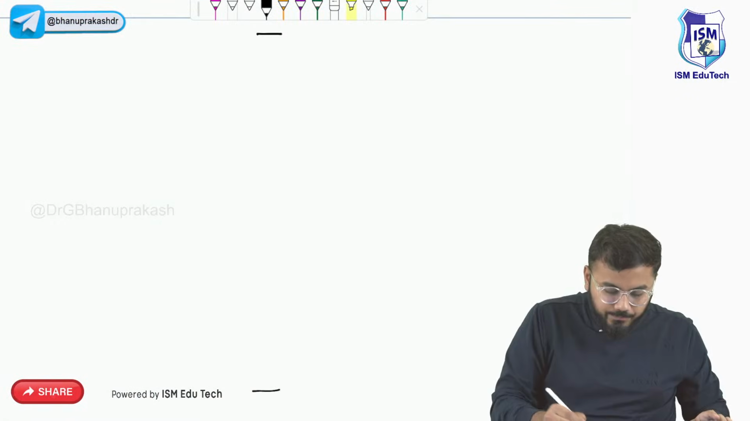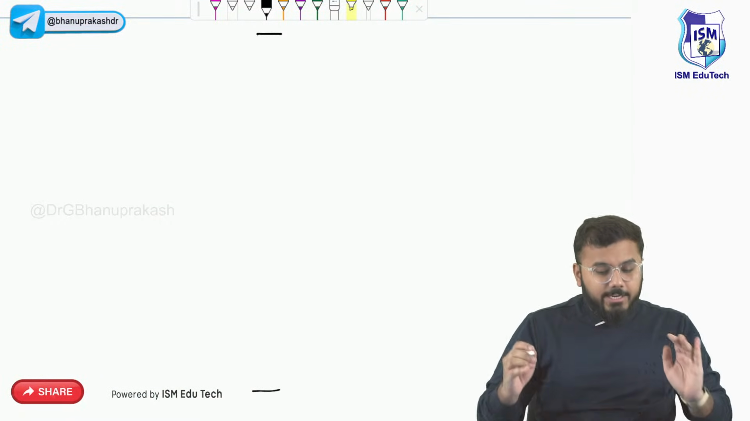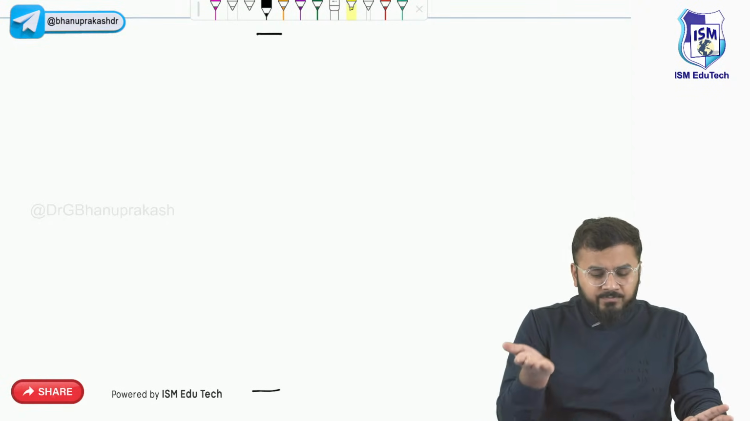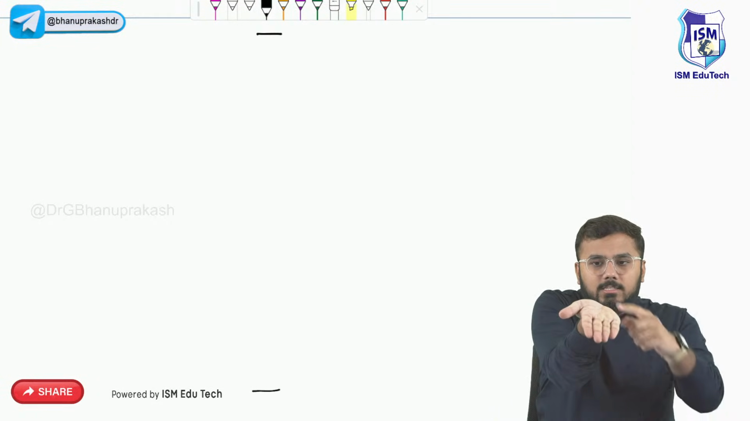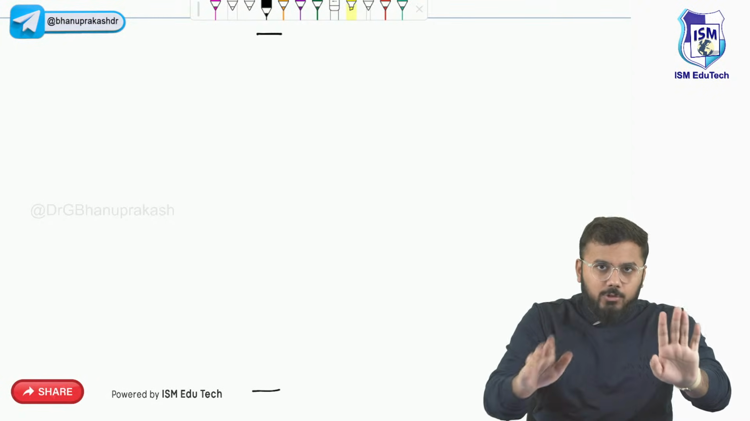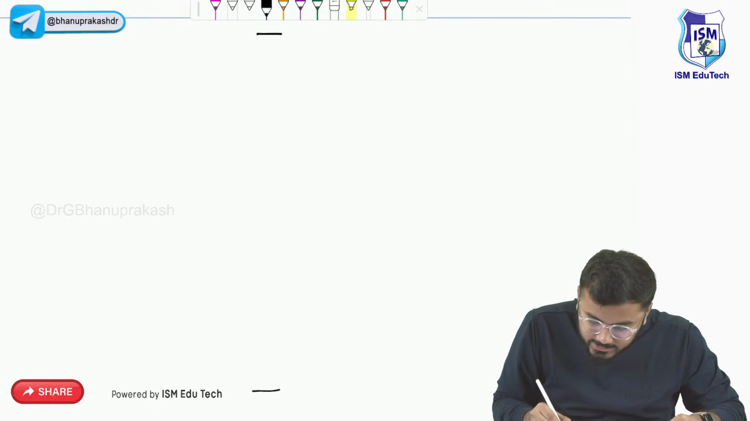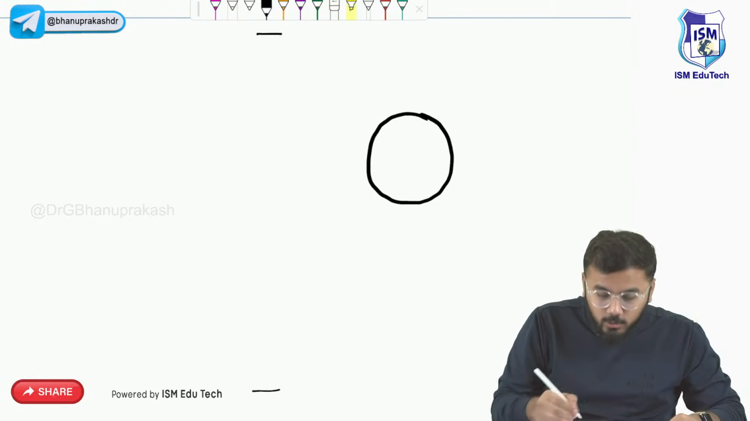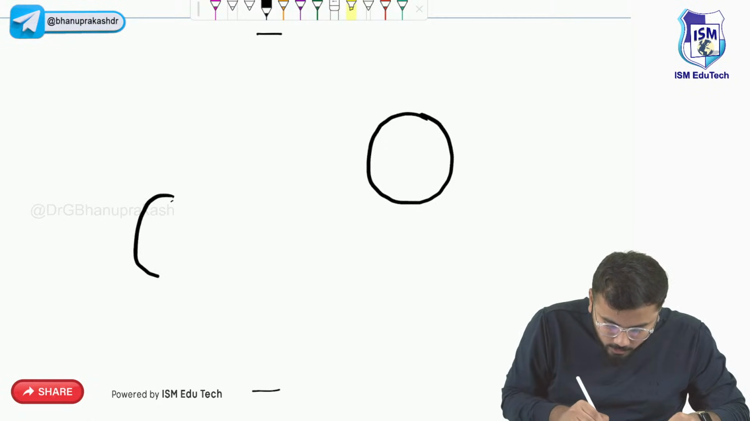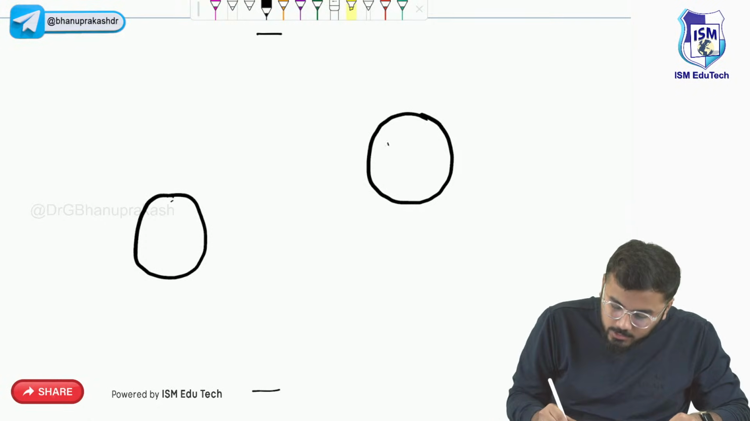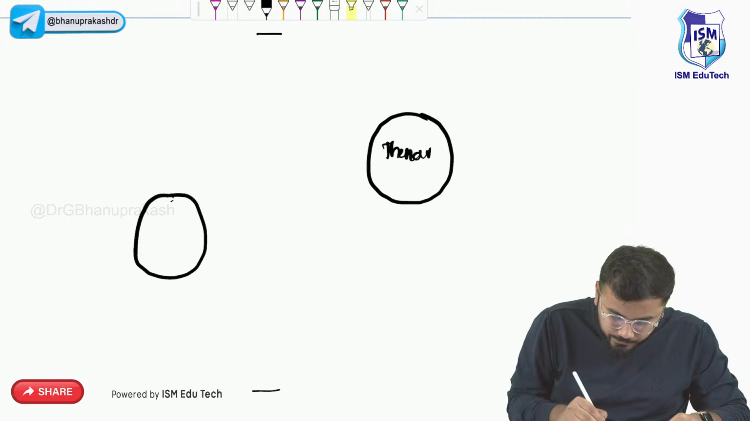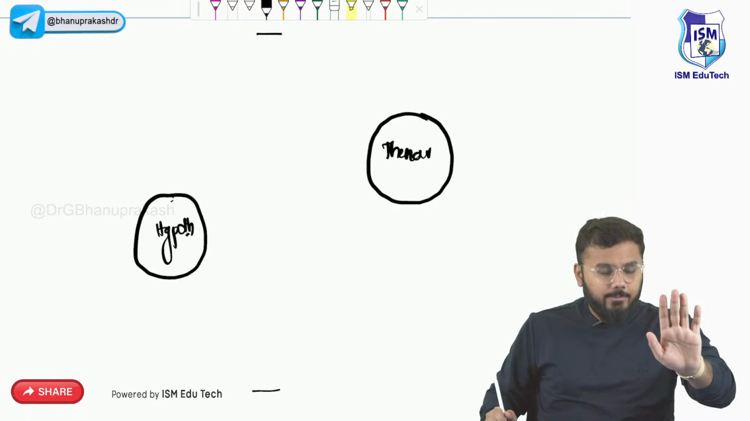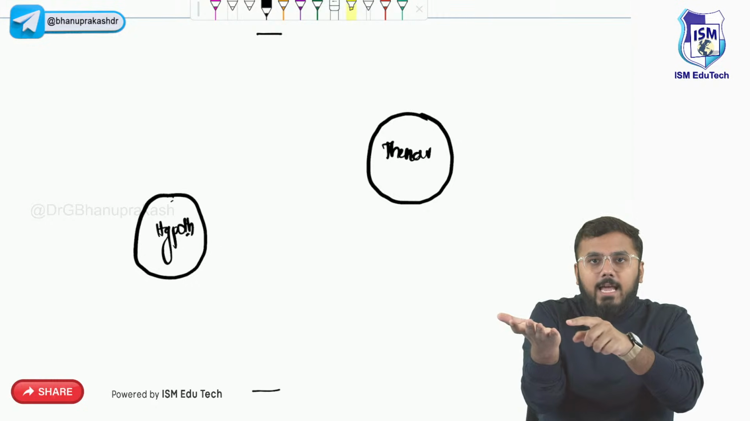Clear? Now look here. All of you pay attention. When I'm putting my hand like this, right side thenar, left side hypothenar. So on the right side, I have got thenar muscles like this, and below that, on the left side, I have got hypothenar. So this is my thenar muscles, and this is my hypothenar muscles. Clear?